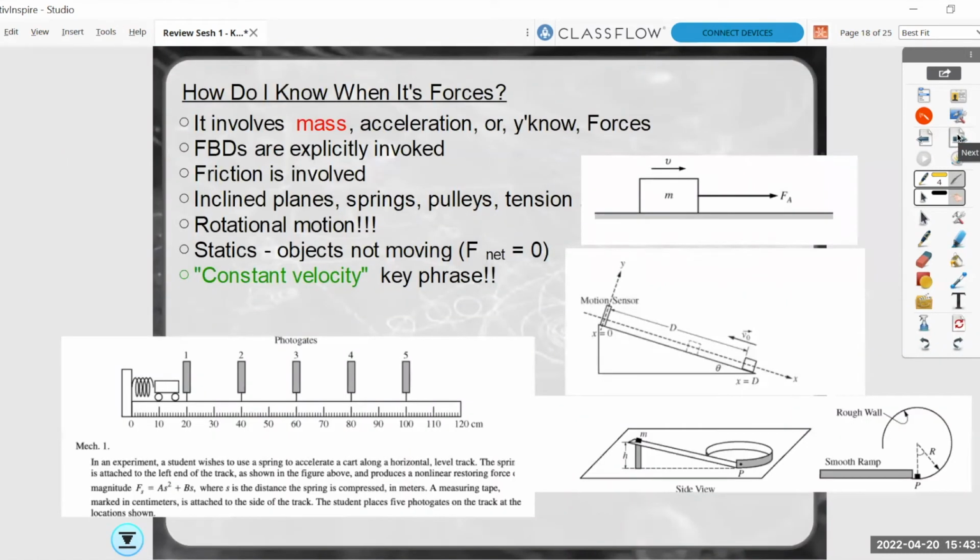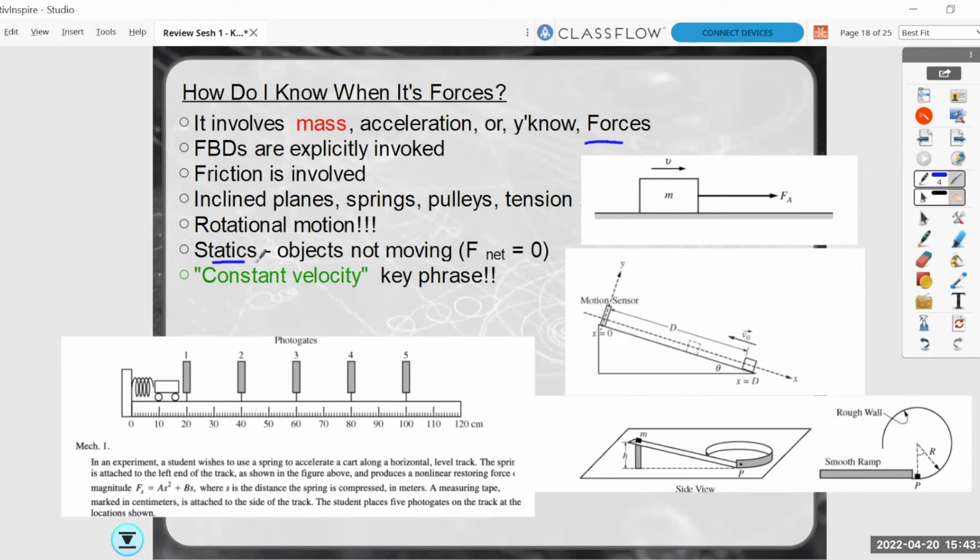How do I know when it's a forces question? Well, it involves mass, acceleration, or sometimes it'll just be a force F. A lot of times we need to use forces also for statics, objects that are not moving, that are suspended by strings or different things. Free body diagrams are explicitly invoked. Sometimes they'll ask which of these is the free body diagram, or say draw a free body diagram.